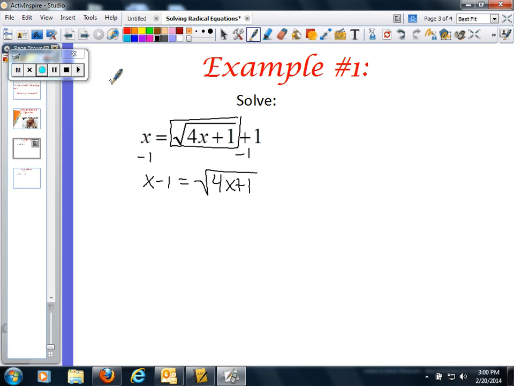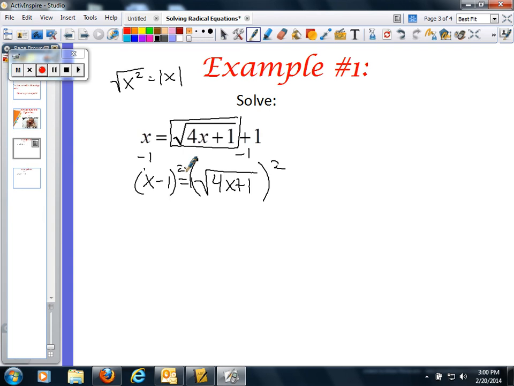From here, now I need to get rid of the radical. Well, knowing that the square root of x squared equals the absolute value of x, that tells me that if I want to get rid of a radical, what I have to do is square both sides, because I know that's going to get rid of a radical.